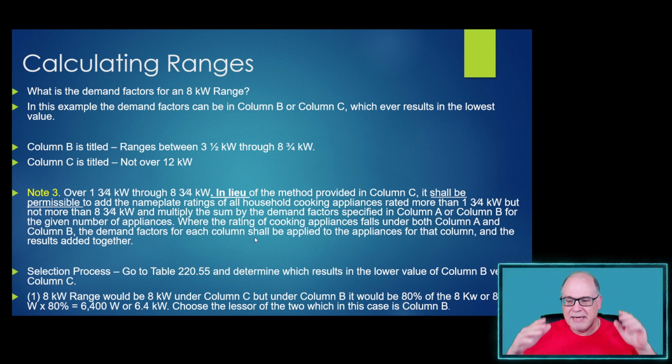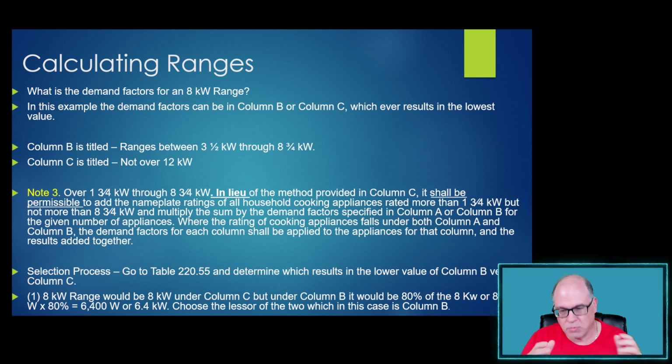Okay, let me dissect this for you. In this case, we're doing a load calc, not like we did with a branch circuit. Here we're doing a load calc. So if I had a cooktop that falls under column A and I had an oven that falls under column B because of their kW ratings, then I get to apply the demand factors in percentage to each one separately under the column that they fall under, and then I add them together.